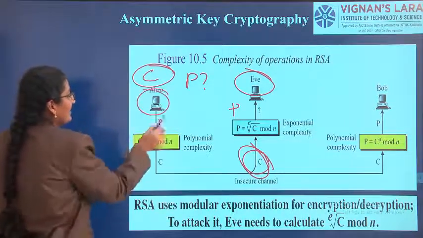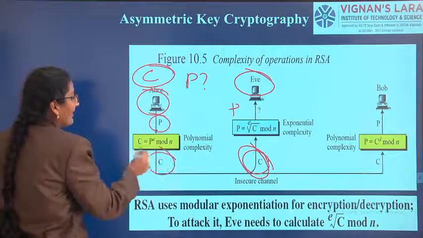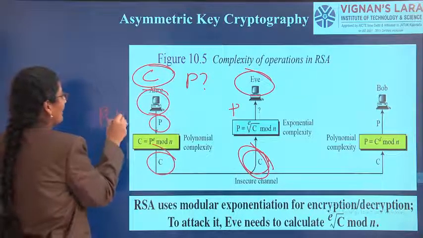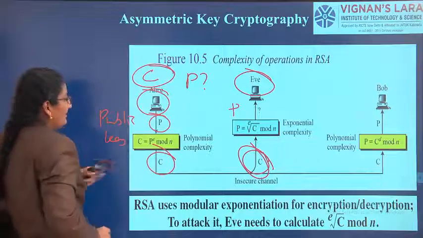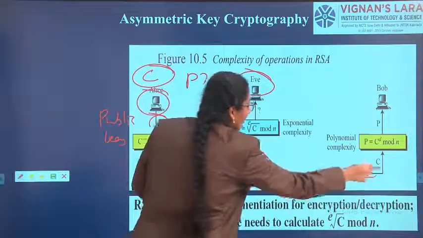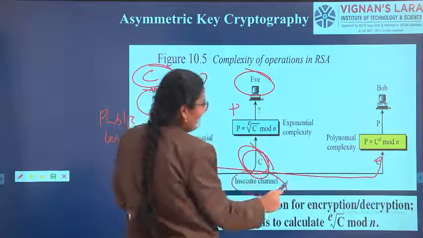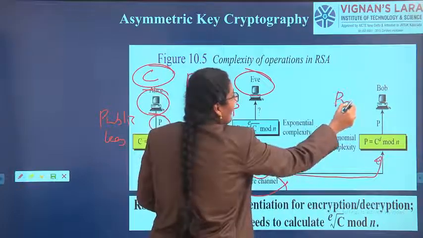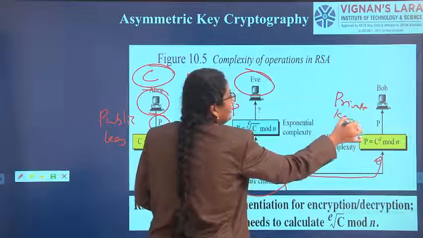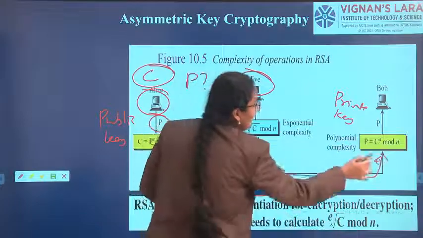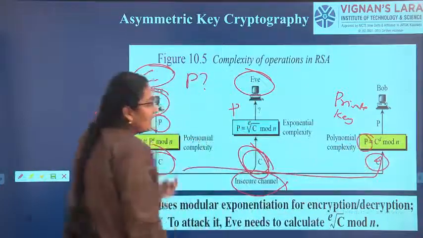Alice is the sender. He has the plain text. He converted it into ciphertext. He is using the public key. This ciphertext is transferred to the receiver in an insecure channel. This receiver has the private key, so he can convert the ciphertext into plain text and read it.